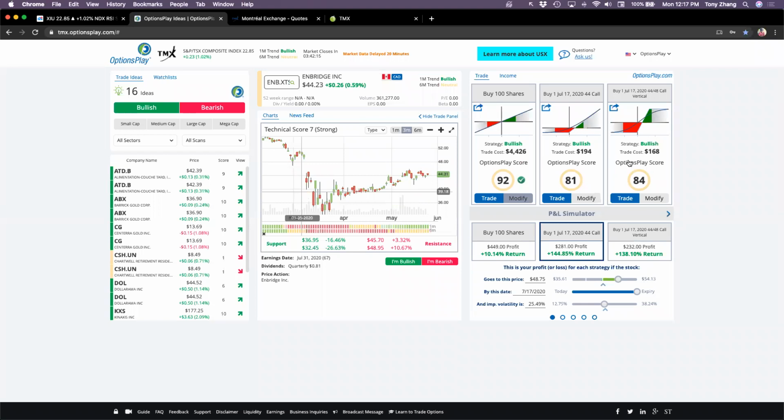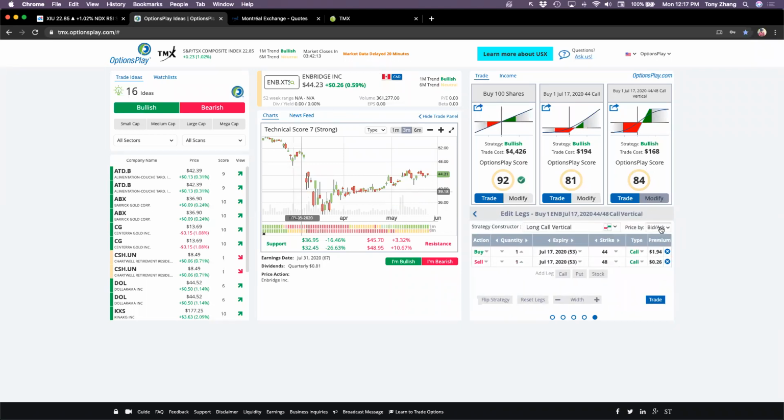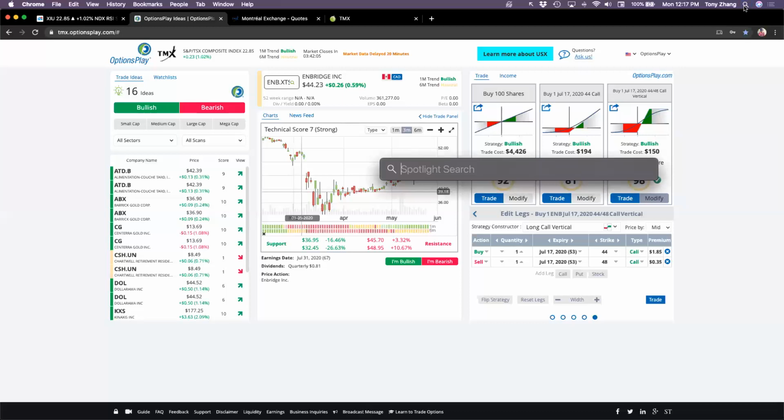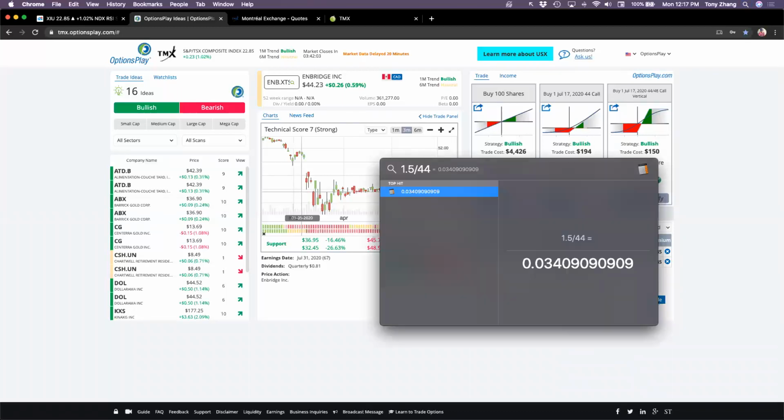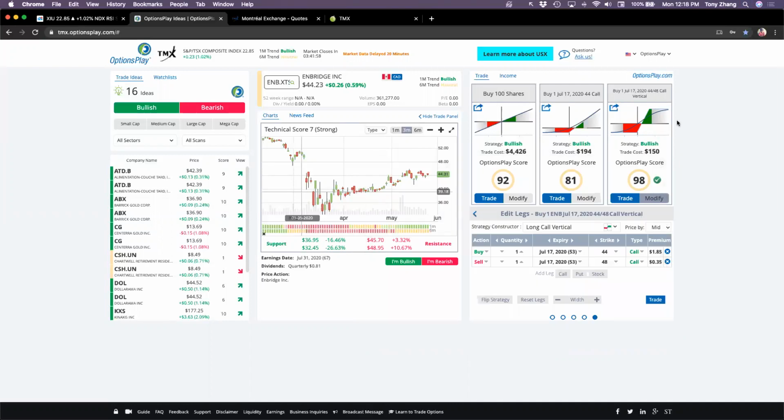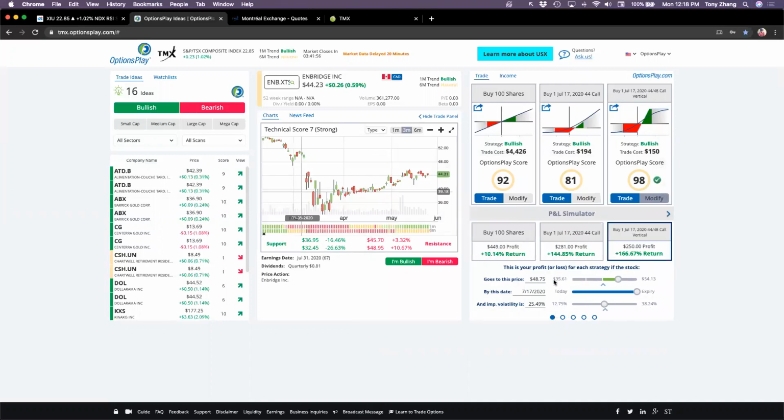So something like a vertical spread is very suitable, in my opinion, to take this type of trade, where you're risking a relatively small amount of capital. So $150 on a $44 stock is 1.5 divided by 44. You're only risking about 3.5% of the underlying stock price to make a bullish bet that Enbridge will, let's say, go up to around 48 or so. And if it does move up to 48, you make a 166% return on your $150 investment. That's the type of risk-reward that I would look for on a trade like this.